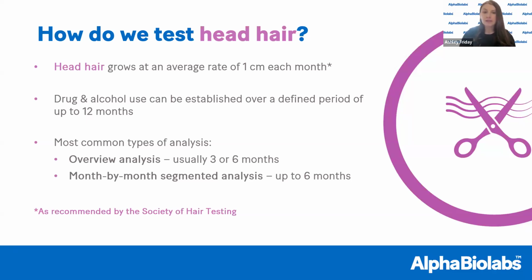For drug and alcohol testing, we can go back up to 12 months. So if we base that on the average growth rate, you're looking at up to 12 centimetres of head hair, depending on what you instruct. So if, for example, you were looking at doing a 6-month test, when we arrive at the client's home or at your offices, wherever we go to take the sample, we would look to see if they had 6 centimetres of head hair. And if they didn't, look at alternative samples that we could take.